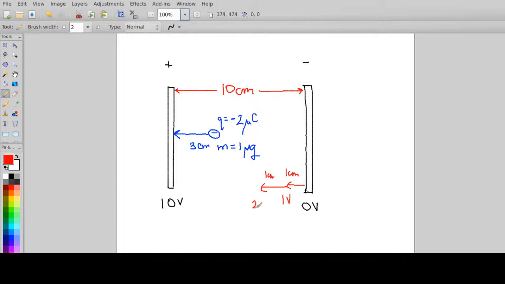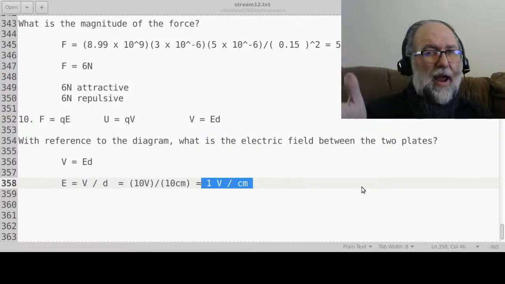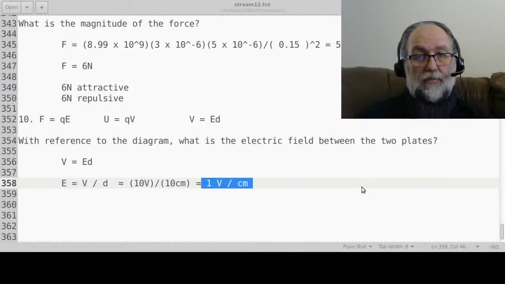I'm now at what? 2 volts. I walk in another centimeter. Another centimeter. I'm at 3 volts. Okay, does that make sense? So that's what electric field is. It's like how much voltage do you increase or decrease for every step that you walk into the field. Okay, 1 volt per centimeter.